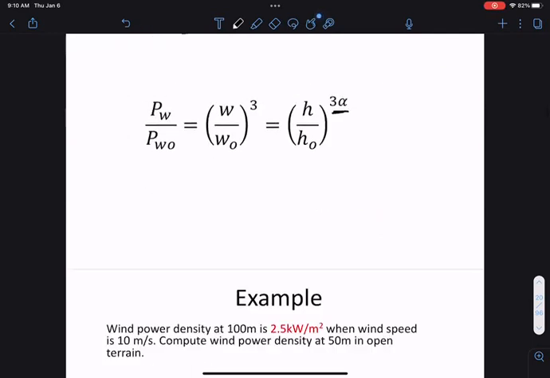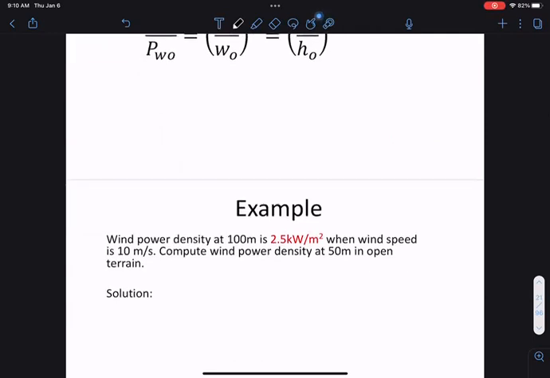All right, let's do an example. Let's say we measured at 100 meters. The wind power density is 2.5 kilowatt per meter squared, and the wind speed is 10 meters per second. Now we want to say, if we look at 50 meters, what is the wind power density? We measured at 100, but now we want to compute at 50. Here for open terrain, open land, alpha is 0.143.